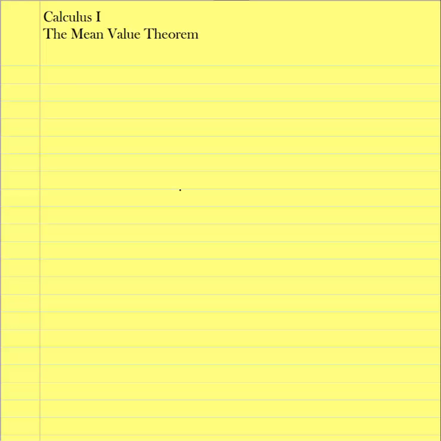In this section we're going to be working with the mean value theorem, but before we do that we're going to look at a special case of the mean value theorem called Rolle's theorem. Now Rolle's theorem is easily explained with pictures, and then we'll go ahead and write out a formal definition as well.